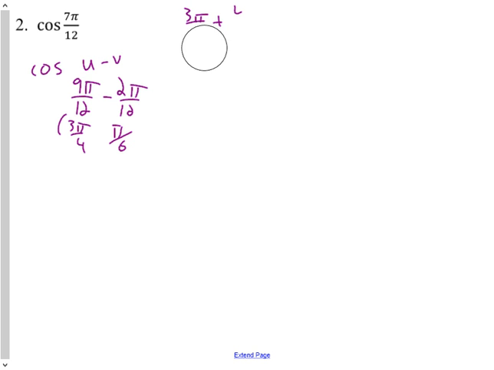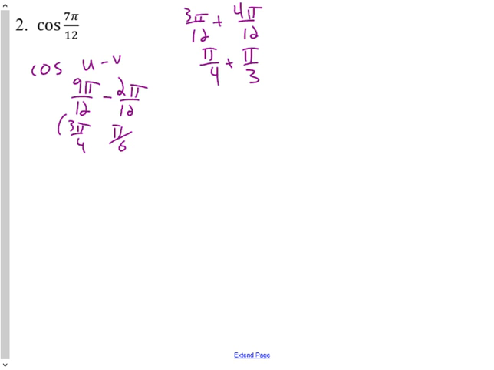One more, we've got cosine of 7 pi 12. Again, just a note, you can do it two different ways. We can do a u plus v, where we possibly do 9 12ths minus 2 12ths, which would be 3 fourths again and 1/6 again, but using the minus. Or we could do 3 12ths plus 4 12ths, which in turn is really pi fourth and pi third.